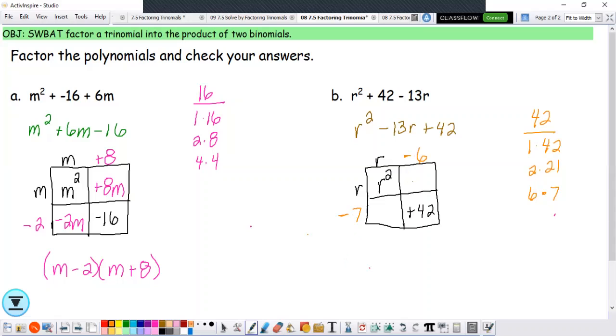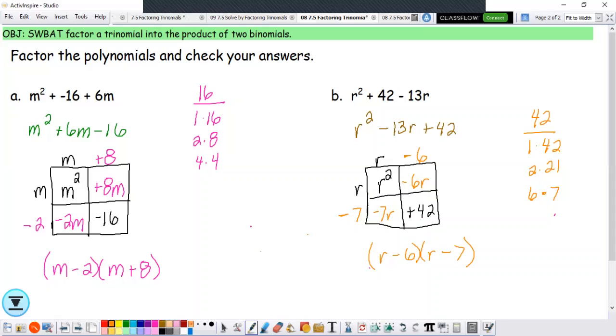So negative 6 times r is negative 6r. Negative 7 times r is negative 7r. Add those two terms and we will get negative 13r. And negative 6 times negative 7 will multiply to give us a positive 42. So this factors as r minus 6 times r minus 7.